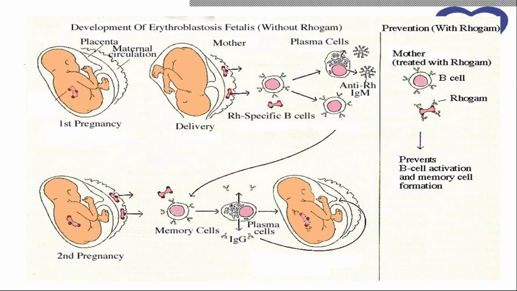Whereas on the right part of the slide where Dr. Soumya has shown prevention, there are already these ROGAM antibodies circulating in the maternal circulation. So as soon as the Rh positive cell comes into circulation, they mop up, they attach on the surface of these cells, and they are cleared from the circulation, and there are no fetal Rh positive cells to sensitize the mother. Next slide, please.